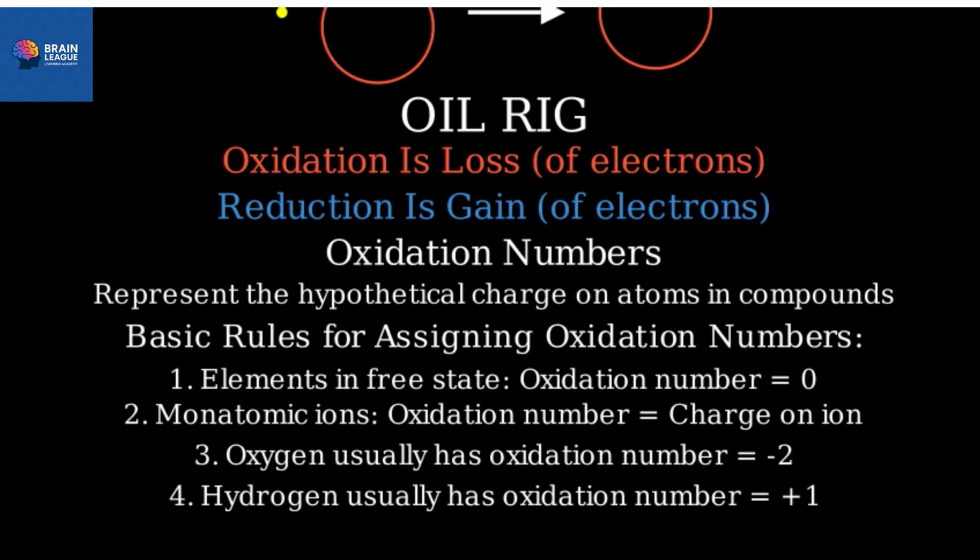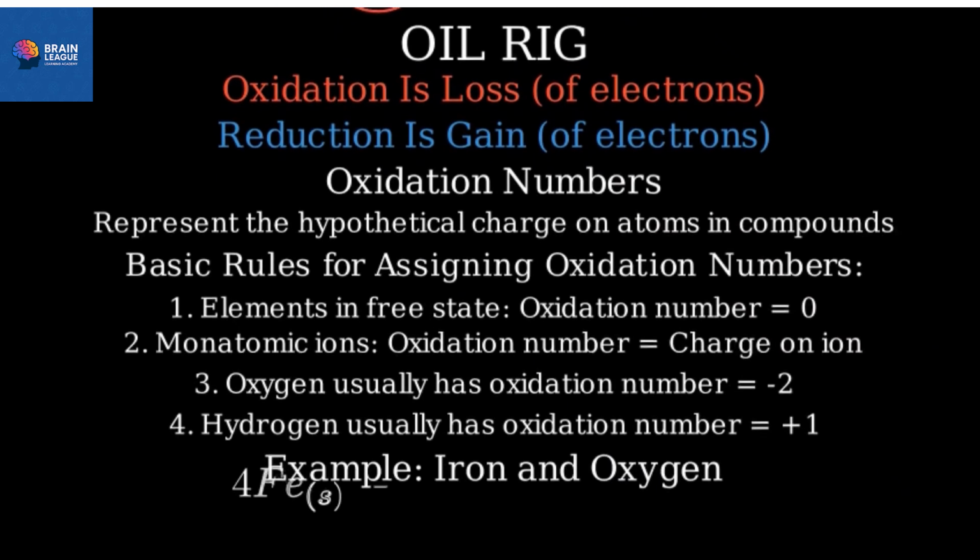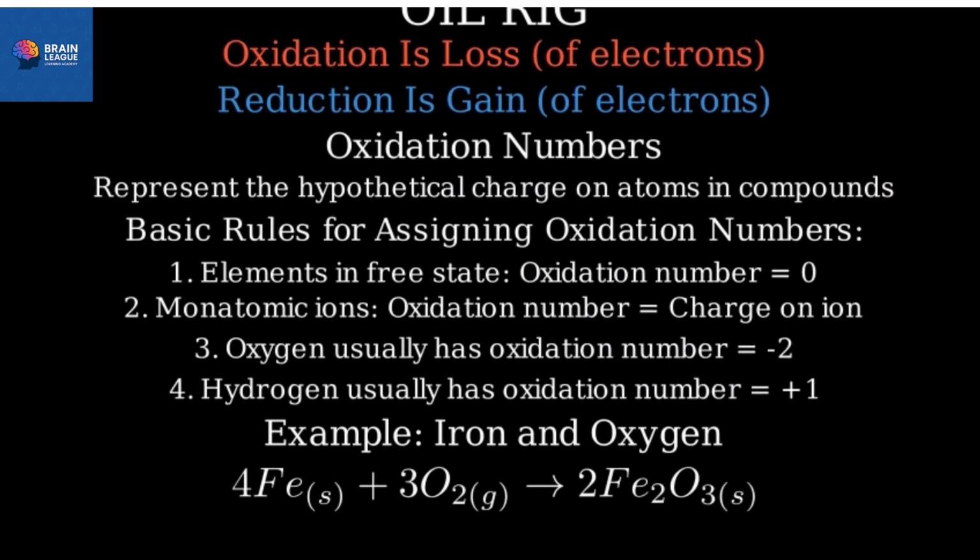Let's look at an example, the reaction between iron and oxygen to form iron oxide, or rust. 4 iron atoms plus 3 oxygen molecules yield 2 molecules of iron(III) oxide.